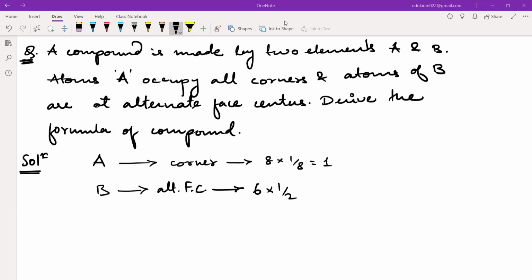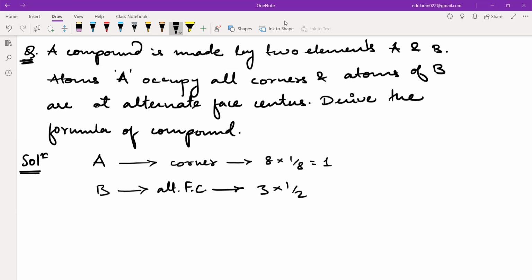Yes, Hamza. No, sir. I took 3 instead of 6. वही तो हम पूछ रहे थे क्या होगा यहाँ पे. So here what will be the alternate face centers? That means in how many face centers are they present? 3. 3 into 1/2, ऐसे किया आपने.